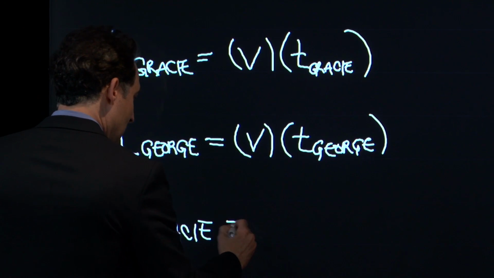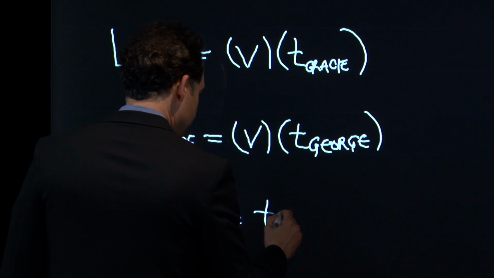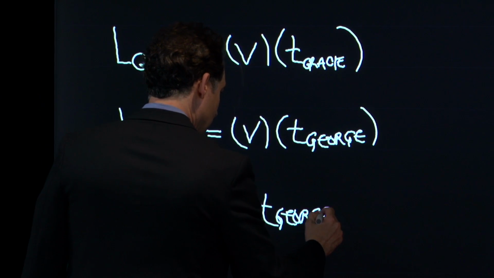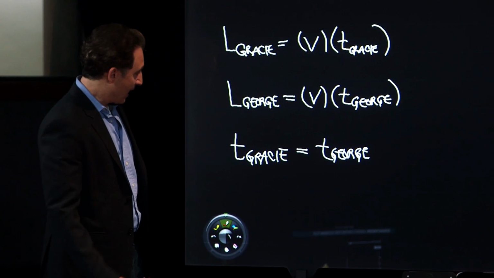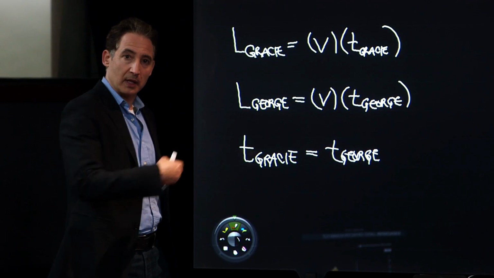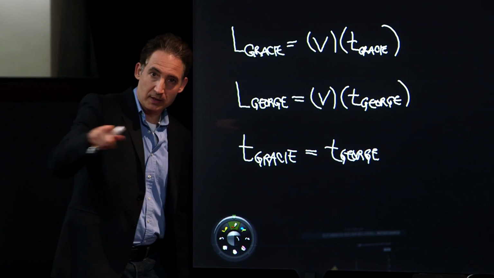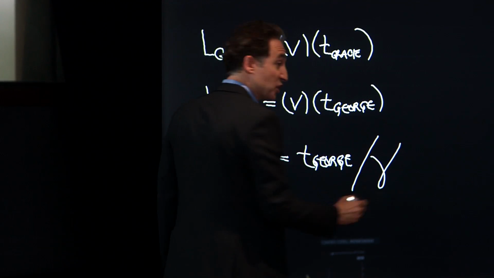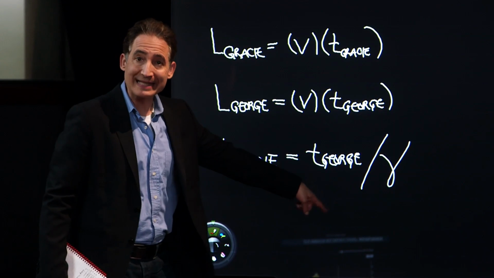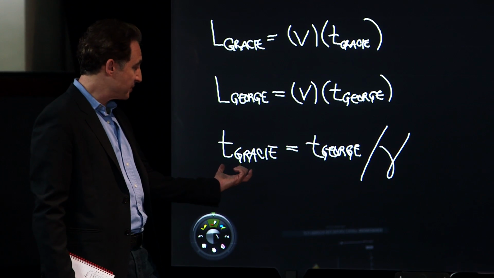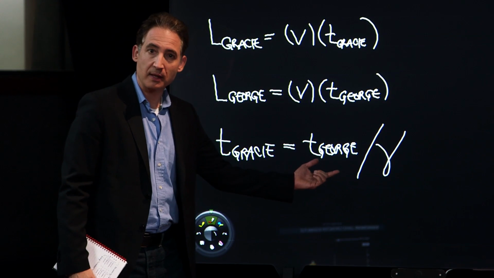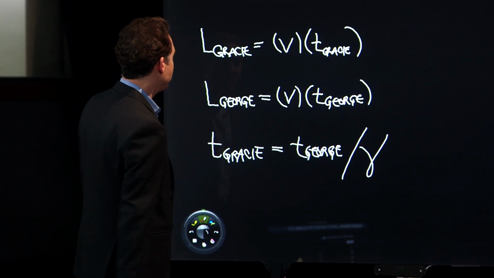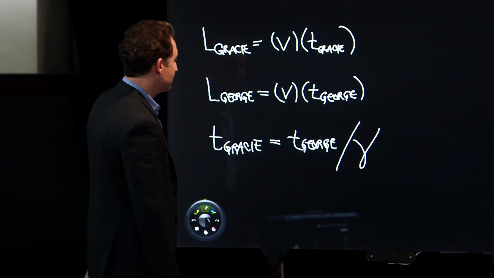Good. Now we can compare these two, because we know that the amount of time on Gracie's clock is going to be shorter than the amount of time on George's clock, right? Because a clock that's in motion, and from George's perspective, Gracie's clock is in motion, means that this gamma, which is bigger than 1, goes downstairs. So the amount of elapsed time on Gracie's clock is less than the amount of time on George's clock.